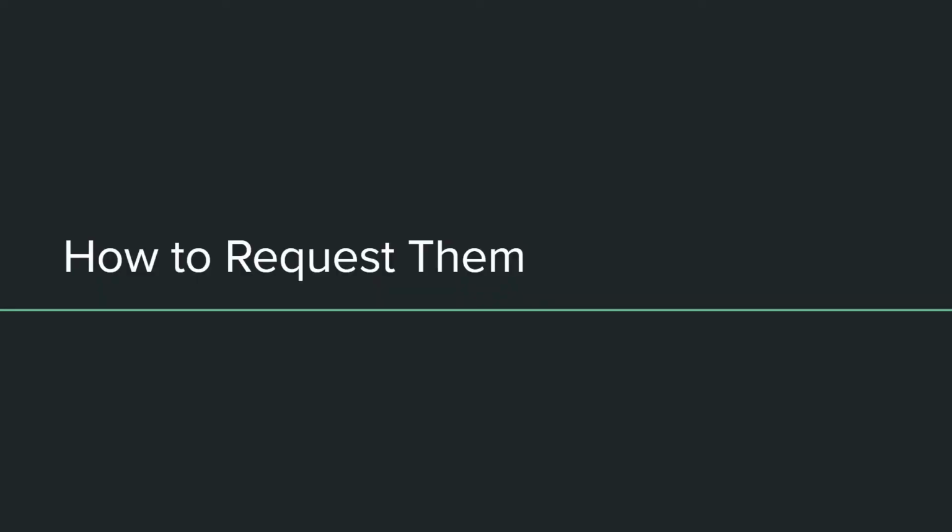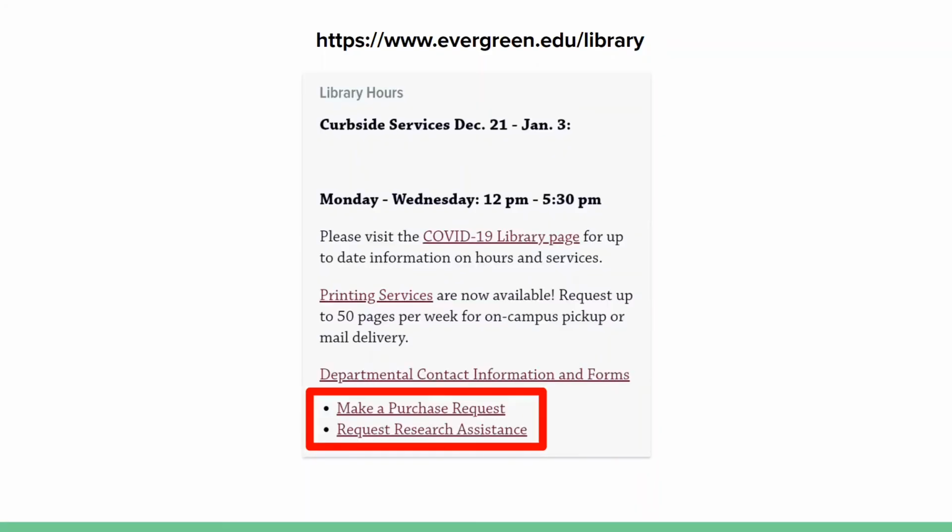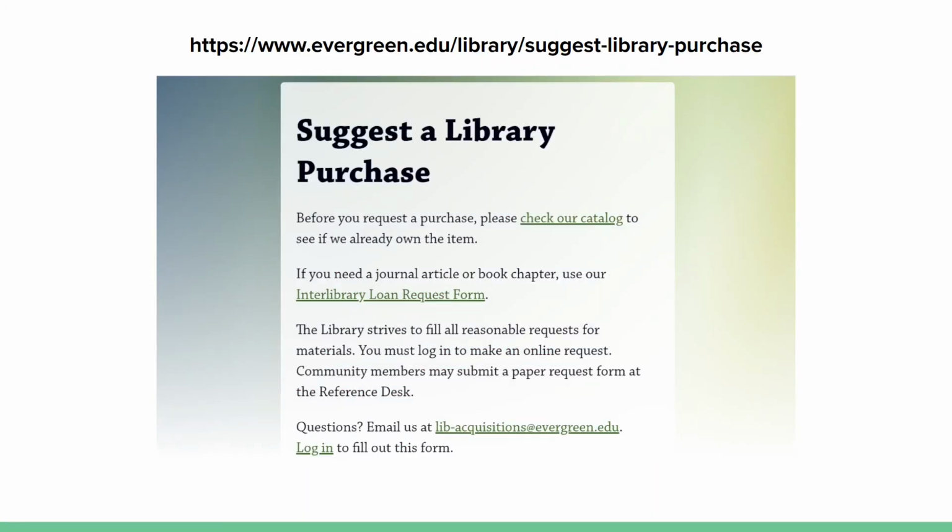How do you request ebooks from the library? If you go to our homepage at evergreen.edu/library and scroll all the way down to the bottom where our hours are listed, there's a link to make a purchase request. After clicking that link, you'll be taken to this form. It'll prompt you to log in all the way at the bottom, but it'll also remind you to check our catalog, make sure it's not available already. And if you want an individual journal article or book chapter, you might want to request through interlibrary loan instead.